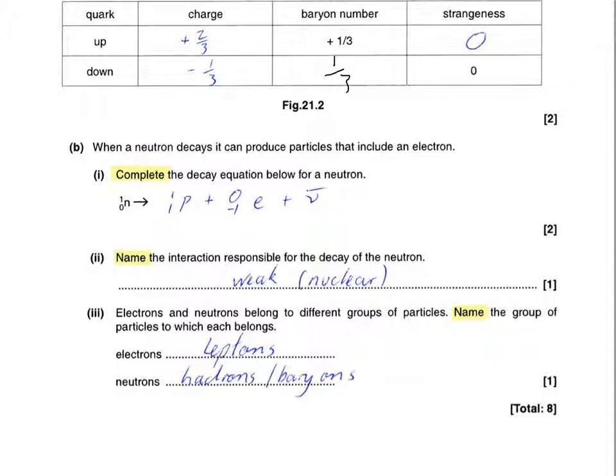Obviously, the reason we can refer to either hadrons or baryons: a hadron is a composite particle made up of quarks, which is true for a neutron. A baryon is specifically a particle that is made up of 3 quarks. So a baryon is a subset of hadrons, if you like, and a neutron is made up of the 3 quarks. The other set of hadrons being the mesons, being made up of a quark and an antiquark. That's G485 homework booklet question 21.